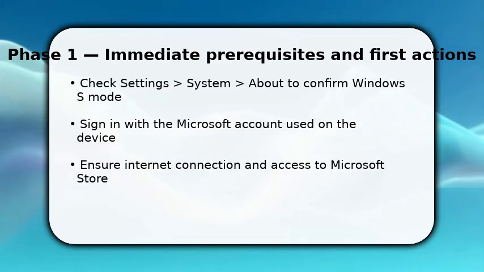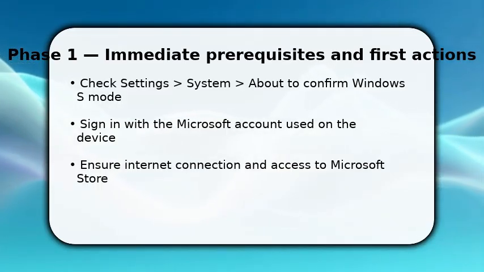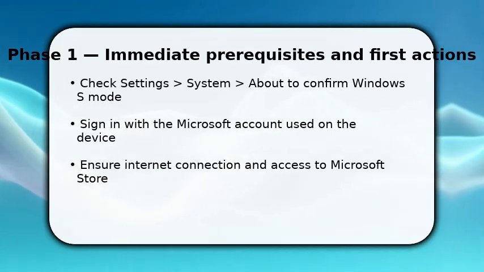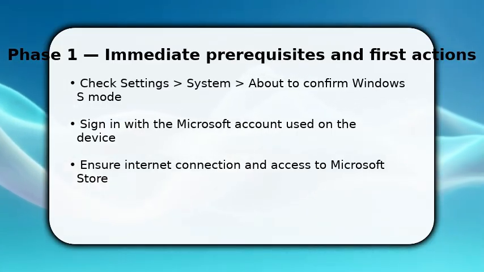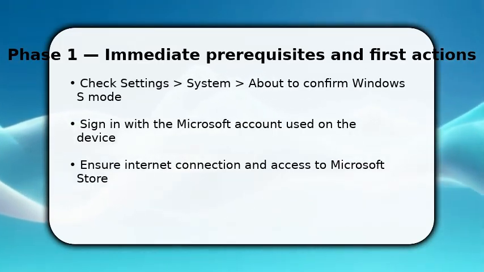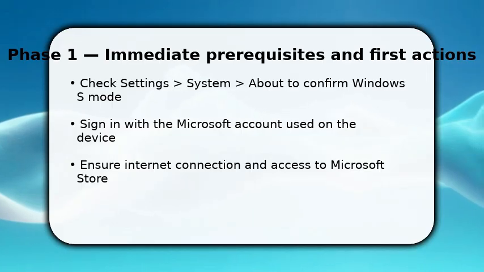You're starting by confirming S mode and preparing your account. First, open Settings and verify the edition shows Windows in S mode. Once done, make sure you're signed into the Microsoft account that's linked to the device, otherwise the store won't accept changes. Also, confirm a stable internet connection since the store handles the switch.